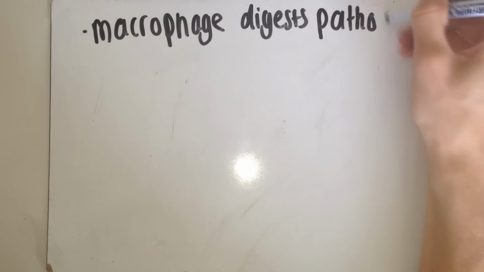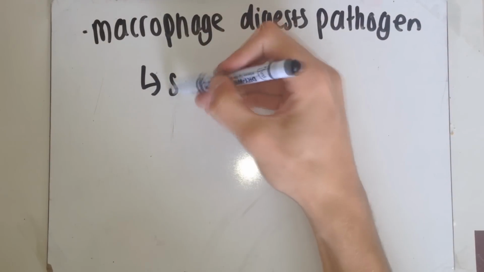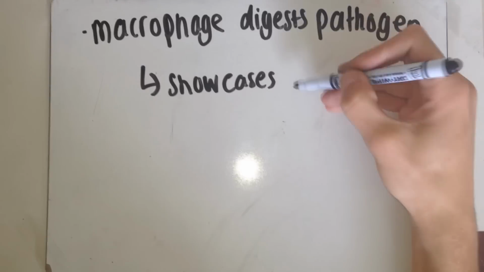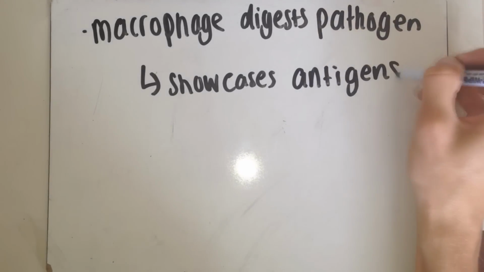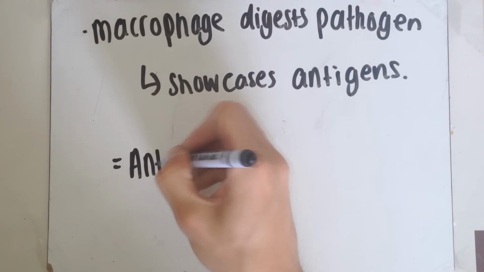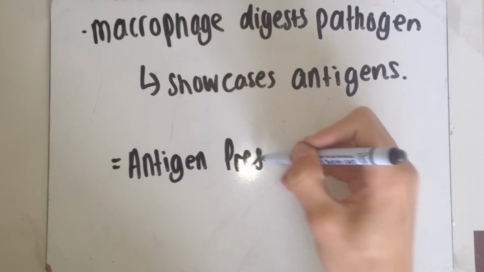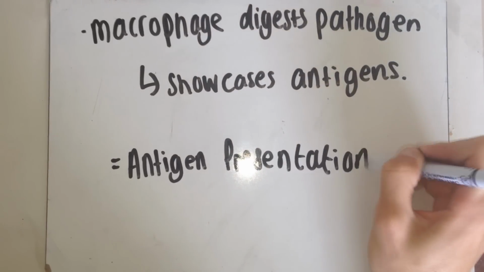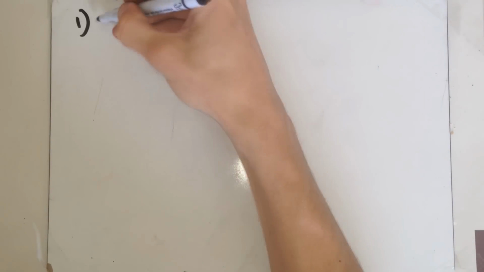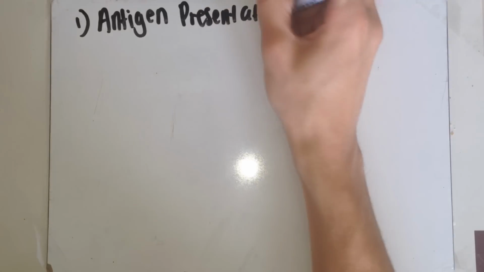If you did watch my previous video, or you know in general, you know that macrophages digest pathogens. Once they've absorbed all the key nutrients from it, they will release the antigens and showcase them on the surface. This is known as antigen presentation. The macrophage is now known as an antigen presenting cell. So, the first of my three ways, antigen presentation.